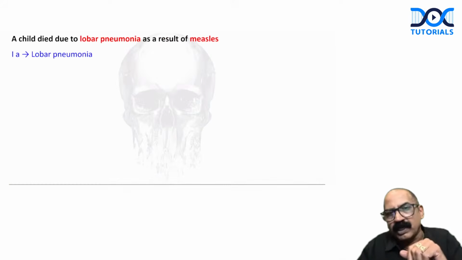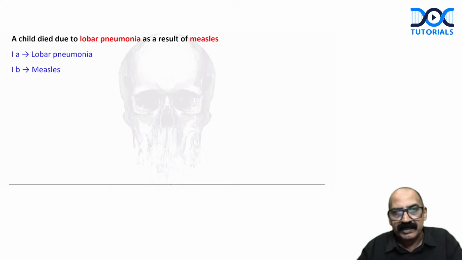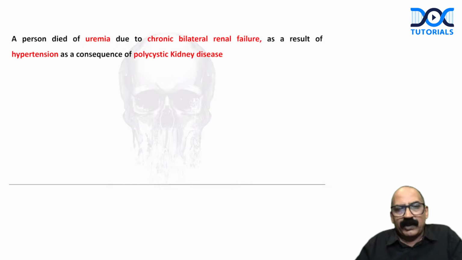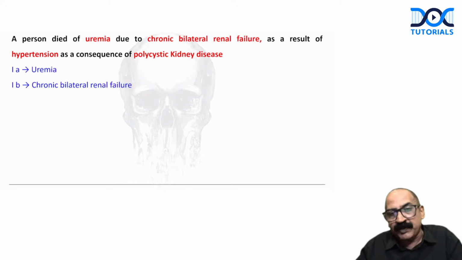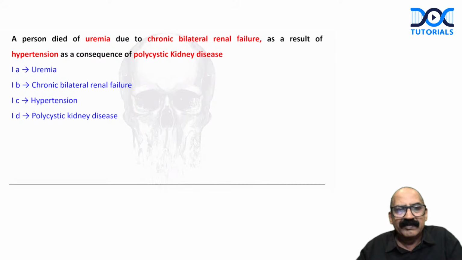1A, lobar pneumonia as a result of measles. 1A, uremia, which is due to chronic bilateral renal failure, which is due to hypertension, which is as a result of polycystic kidney disease.